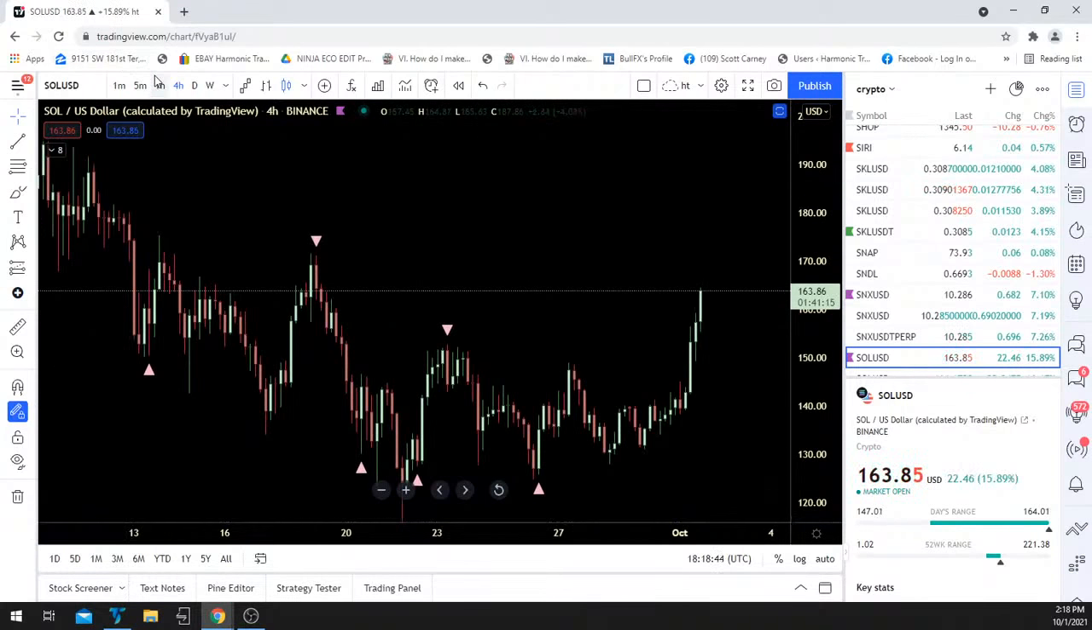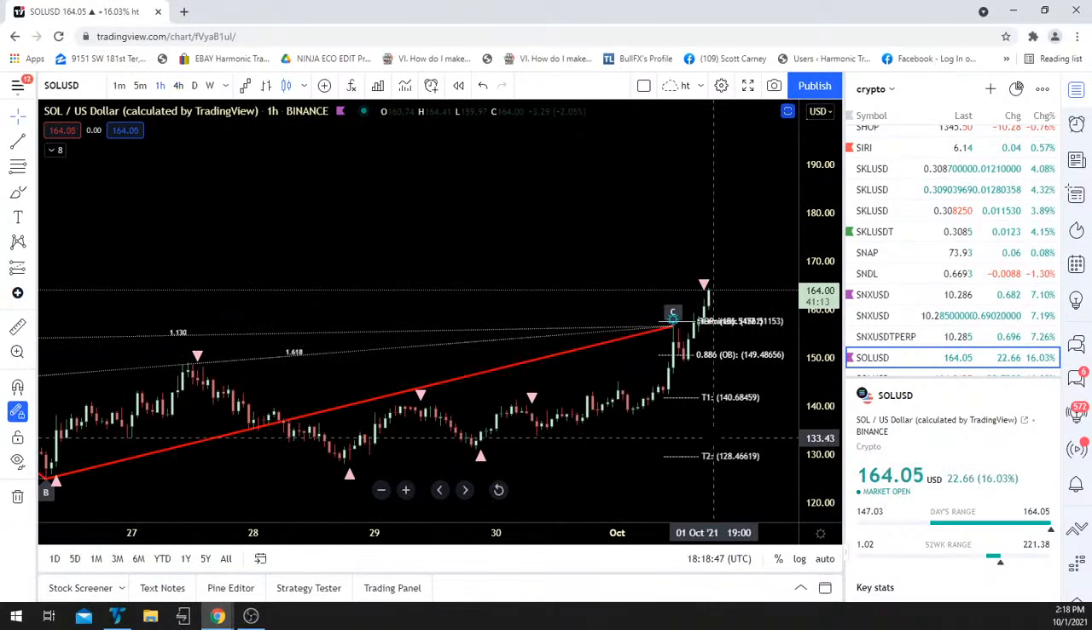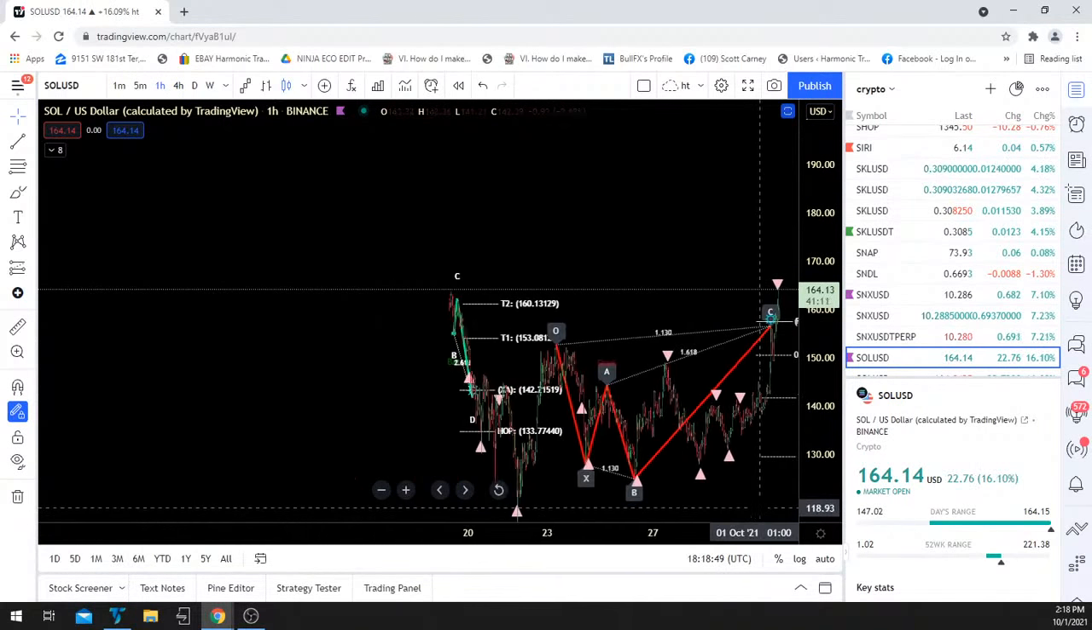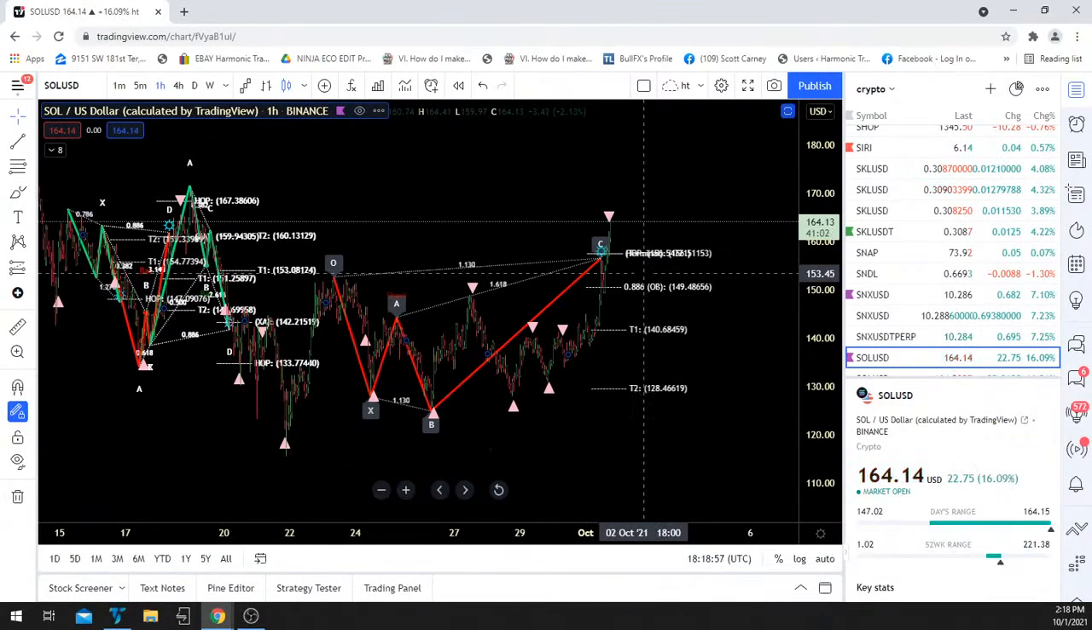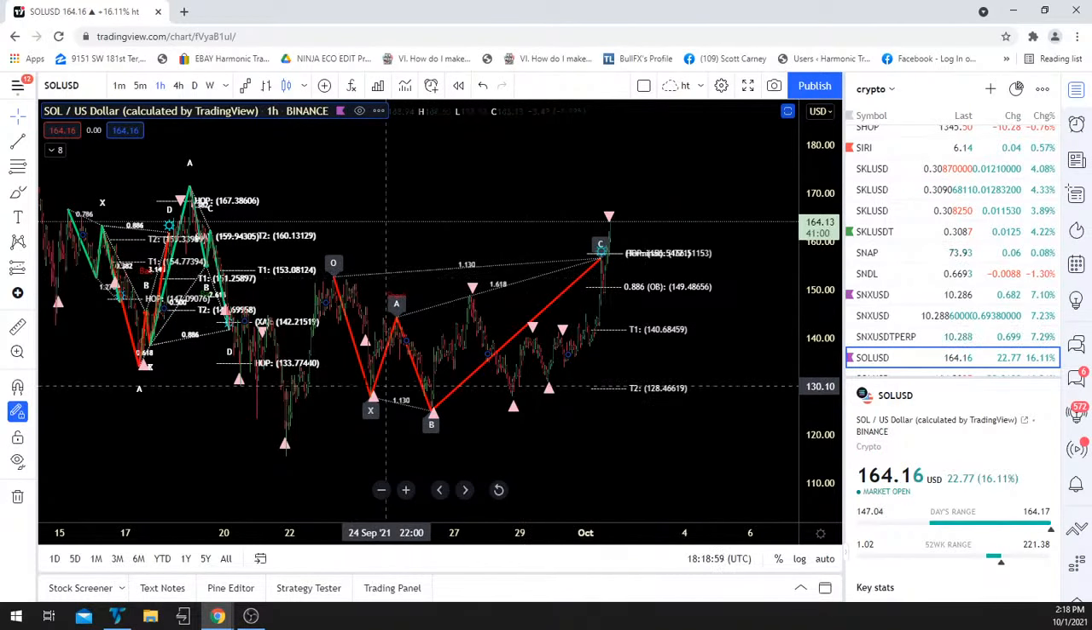Let me see here. Maybe it was the hourly. I'm not sure. You've got a bearish pattern right now. You've got a nice bearish shark. So I'm not saying jump on it now. If anything, that might be a nice area to look for a pullback, because this stuff has been moving crazy.